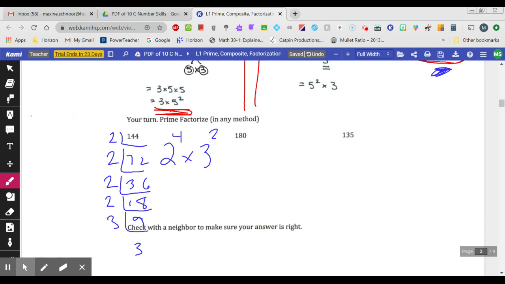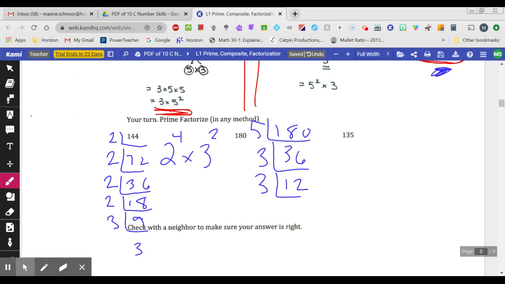Okay, so for 180, this time I'm going to divide by 5 because it ends in 0. So 180 divided by 5, I don't know that one off the top of my head, so I'm going to use my calculator. So that is 36. Now again, I can't divide 36 by 6 because 6 is not prime, so I'm going to divide it by 3.